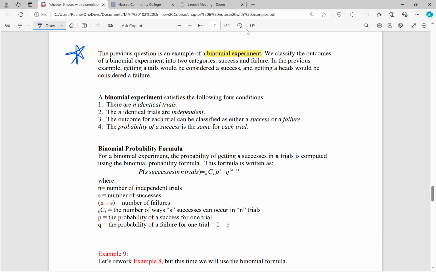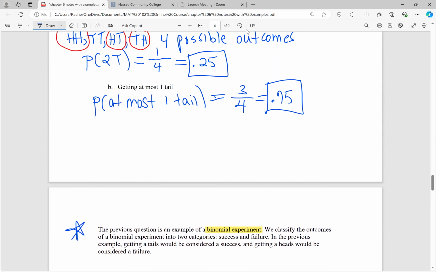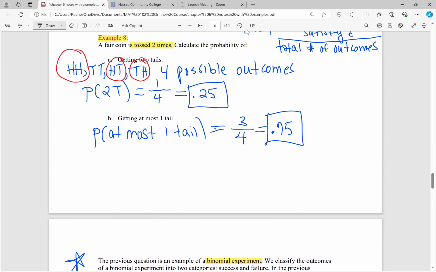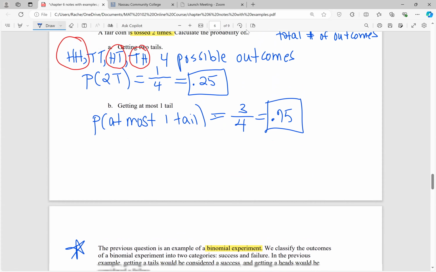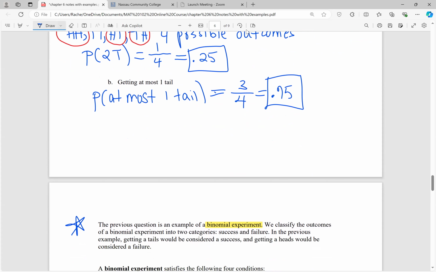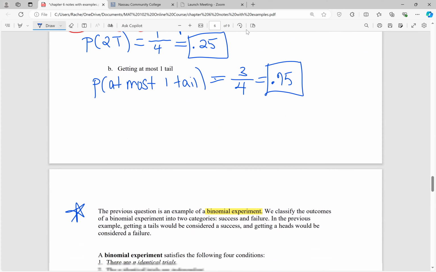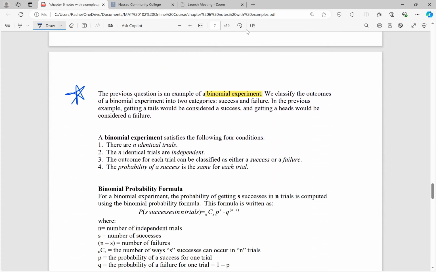Think of the success as the characteristic that we're interested in, right? Like up here, we were interested in getting tails. We were focused on A, getting 2 tails, B, getting 1 tail. So getting a tail is being considered a success. Anything else would be a failure. And what's the only option? Heads. So that's why we would consider heads a failure.